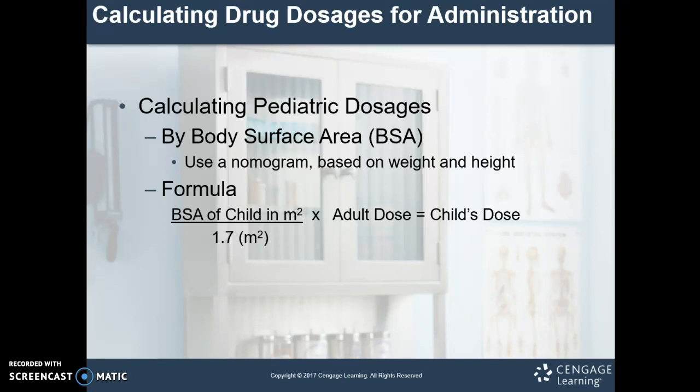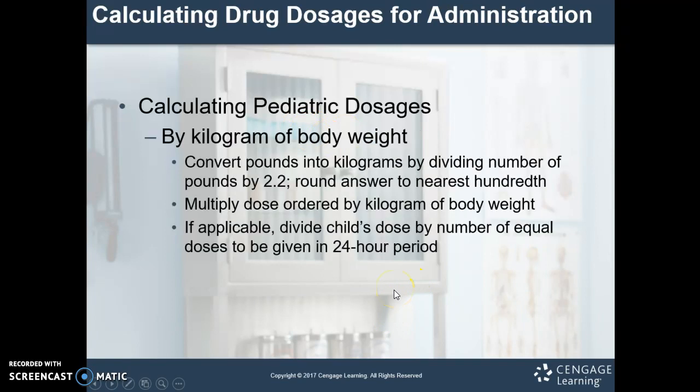And if we place the body surface area of a child in meters squared over 1.7 meters squared, multiply it by the adult dose, that will give you the child's dose. You can see an example of the nomogram in figure 31.1. We don't use these too often. Usually a BSA is supplied to us by the ordering physician. We can also calculate pediatric dosage by kilograms of body weight. So if you convert pounds into kilograms by dividing pounds by 2.2, round the answer to the nearest hundredth, and multiply the dose ordered by the kilograms of body weight.